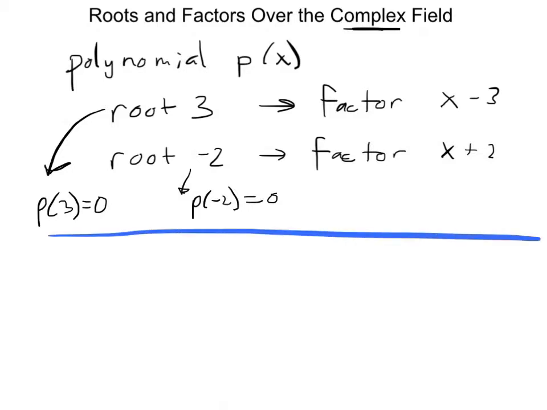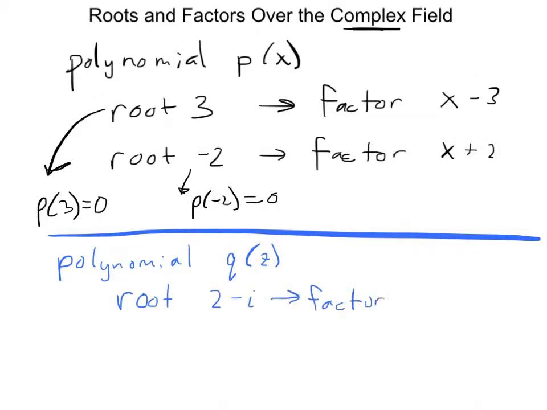So what happens if now I'm talking about a polynomial, let's say a polynomial q of z. So it's not one that you're necessarily plugging real numbers into, but maybe complex numbers. What happens if one of the roots is 2 minus i? Right? What does that mean about one of the factors of the polynomial? Well, it should mean that z minus 2 minus i, in other words, z minus 2 plus i, will be a factor of that polynomial.